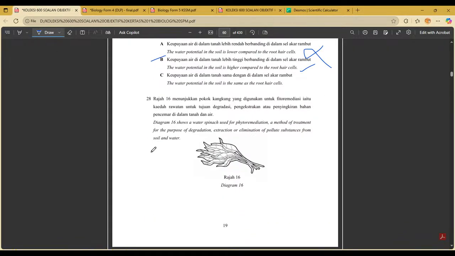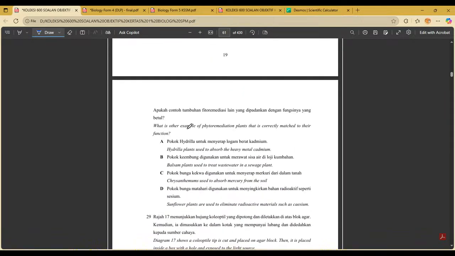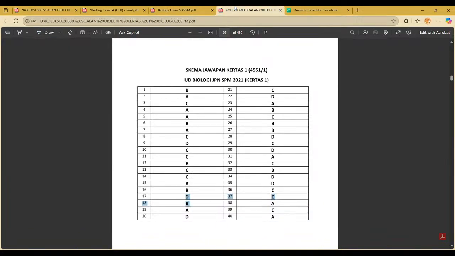28. Water spinach is used for phytoremediation. What is another example of phytoremediation plants that is correctly matched with their function? Sunflower plant is Forsythia. 28 B.